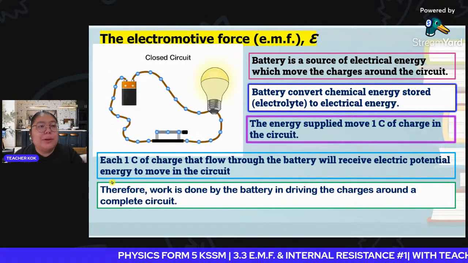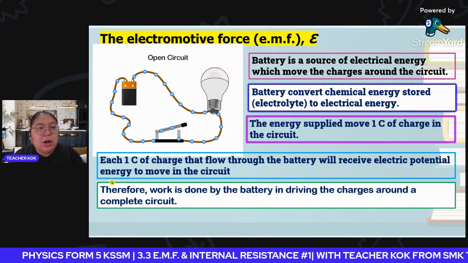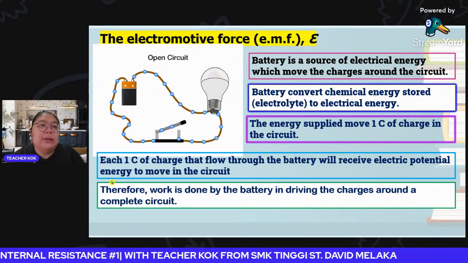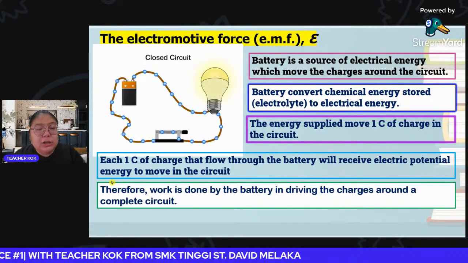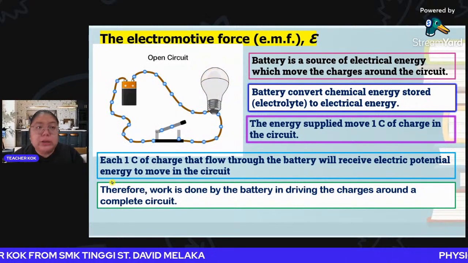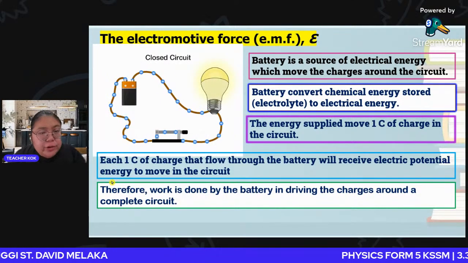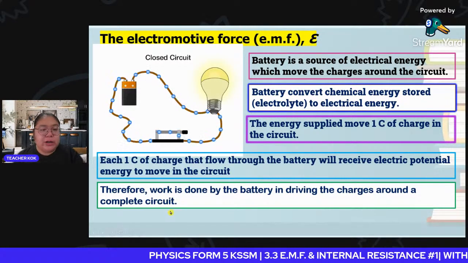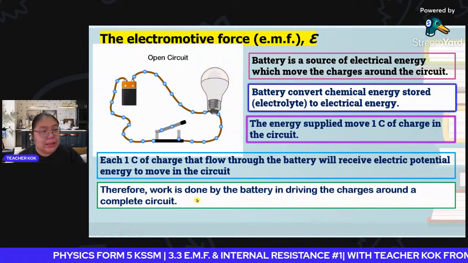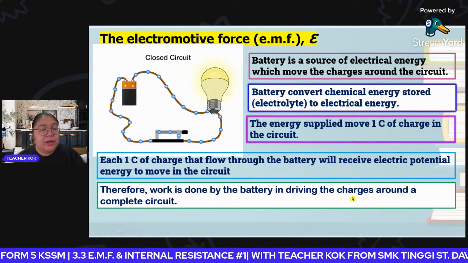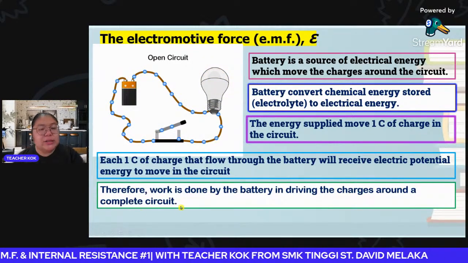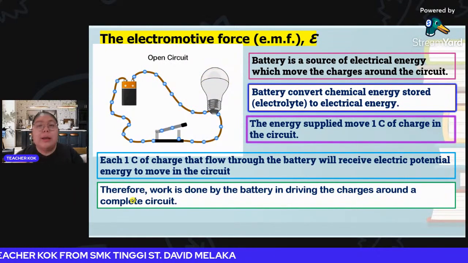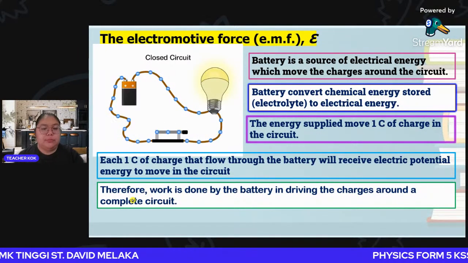But now we're talking about EMF. EMF is a potential difference, but they want to measure what? The whole circuit. Okay, that means this one potential difference, they want to go through the whole circuit. So we never call it a potential difference, we just call it EMF. So from here, the definition for the EMF should be what is done by the battery in driving the charge around. Okay, the difference is a complete circuit. Potential difference is point to point, but this one is a complete circuit.